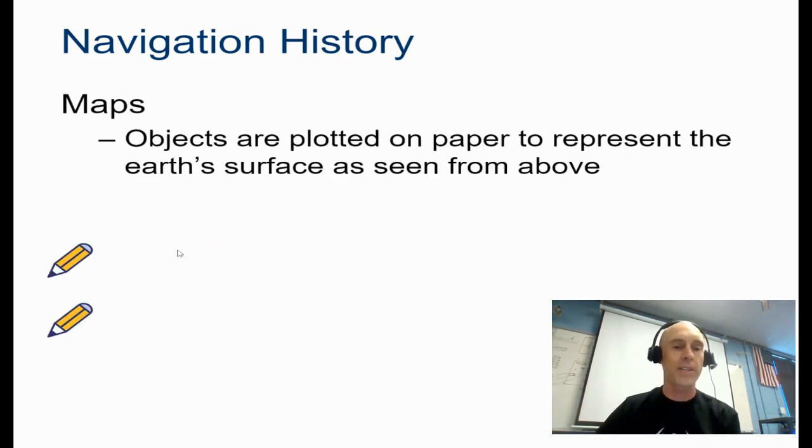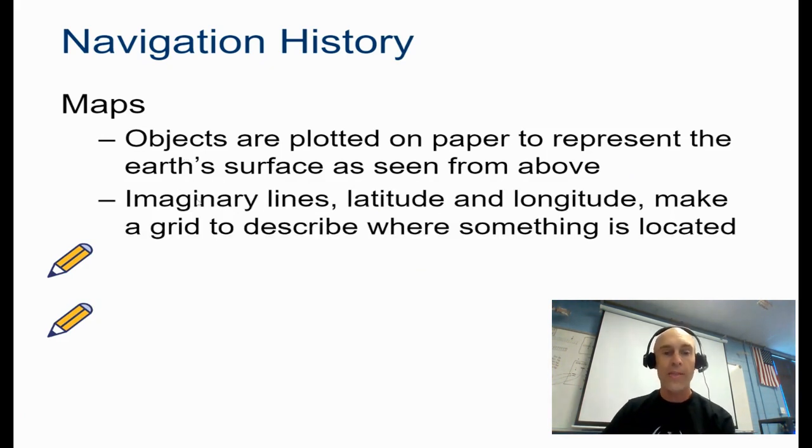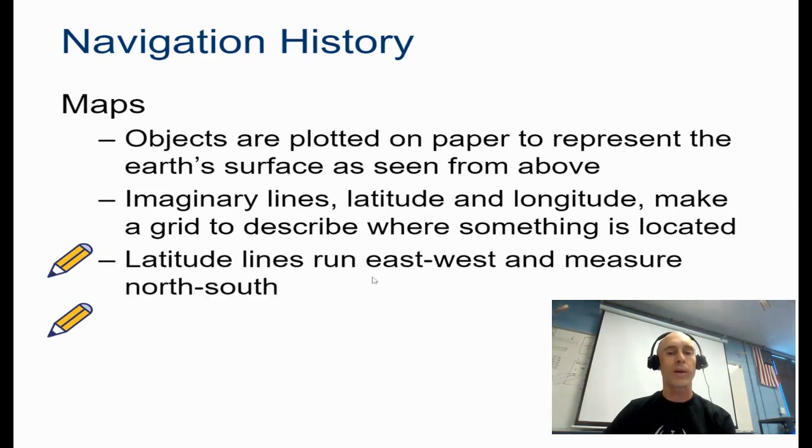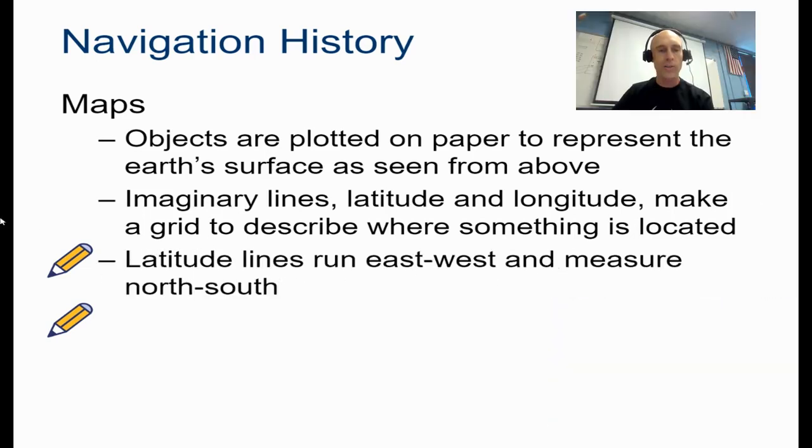So you'll see the little pencil icons. It's going to help you figure out what you need to write. Maps are objects just plotted on paper to represent the Earth's surface as seen from above. They have these imaginary lines called latitude and longitude. And latitude lines run east and west, and they measure north and south distances. But latitude is flatitude because it's flat.